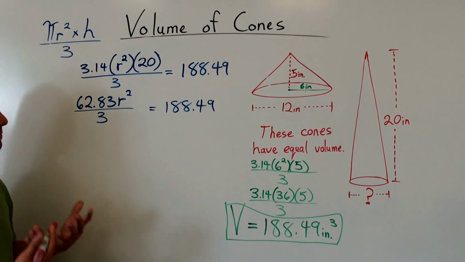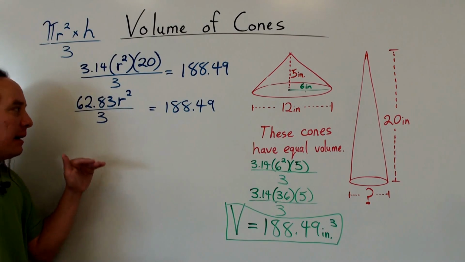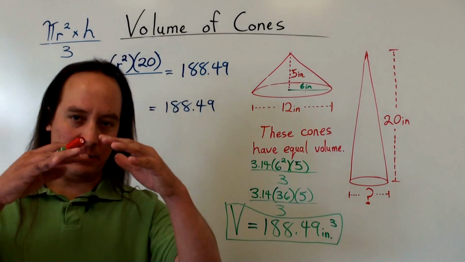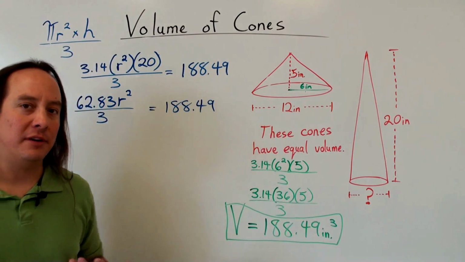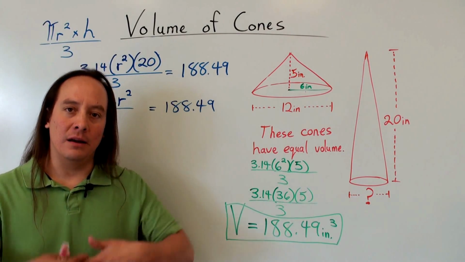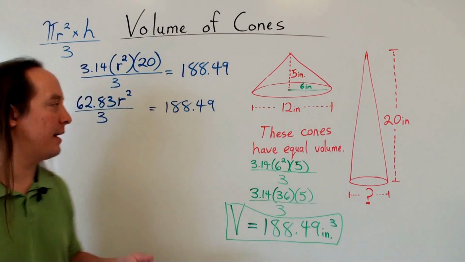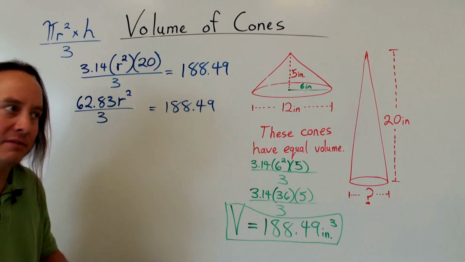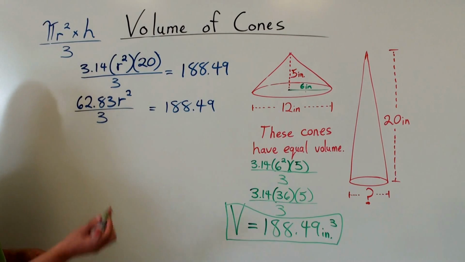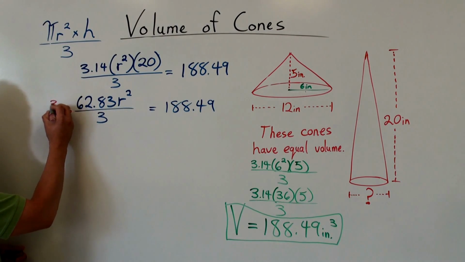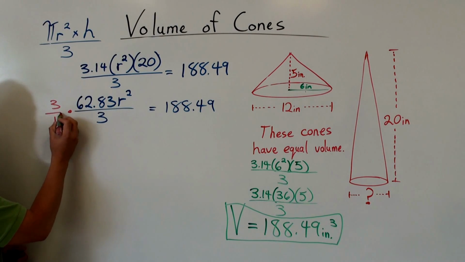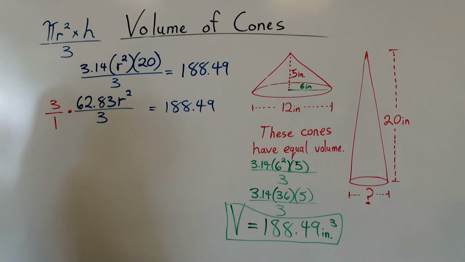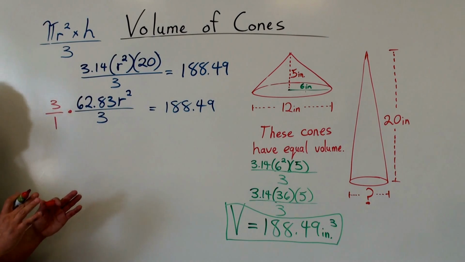I have this numerator divided by 3, and that's what I want to get rid of. In algebra, to undo an operation, we have to do the opposite. And that opposite operation is going to be multiplying by the thing that we're trying to get rid of, the denominator, the 3. So I'm going to multiply by 3. And we've talked about this. I have to put it in a fraction form, right?